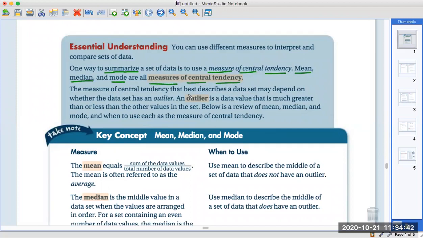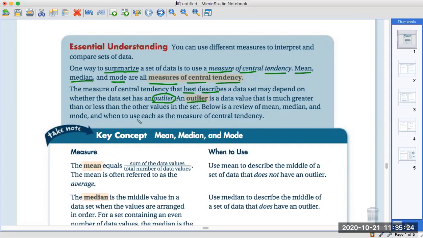The measure of central tendency that best describes a data set may depend on whether the data has an outlier. So an outlier is a number that is unusually large or unusually small compared to the other numbers. So it's kind of like out there, yeah? An outlier is a data value that is much greater or much less than values in the data set. And sometimes you go, man, that's an outlier. And somebody else says, nah, not really. It should be obvious. It should be really, really weird, bigger or smaller, okay?